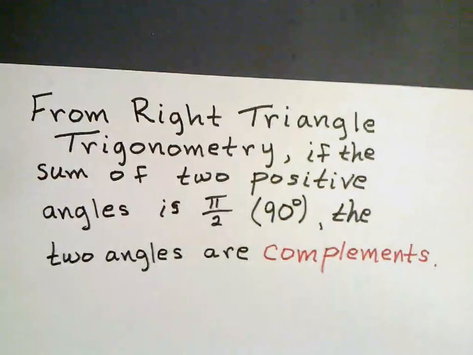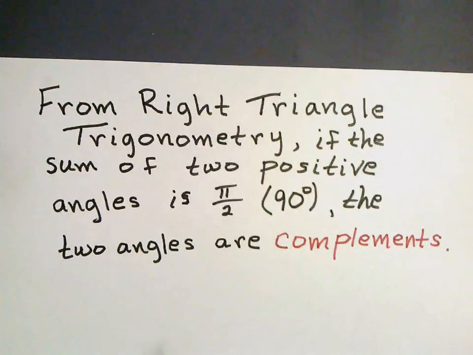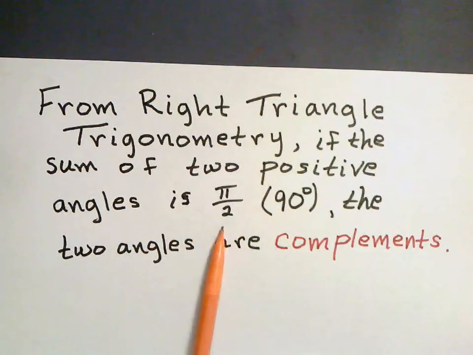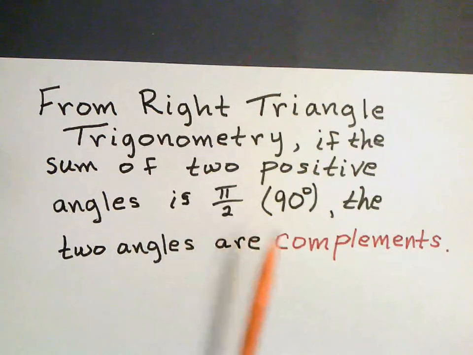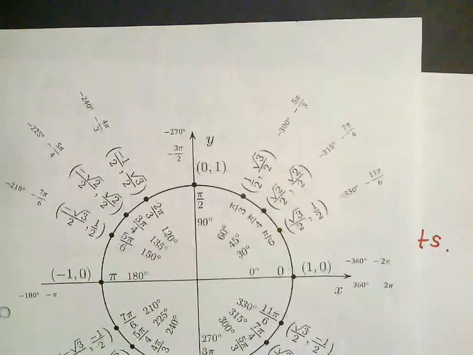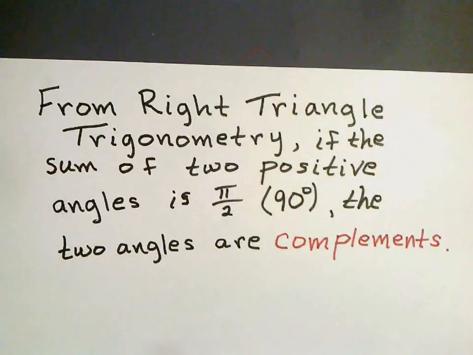Okay, let's review just a little bit. From right triangle trigonometry, if the sum of two positive angles is pi over 2 radians, and remember pi over 2 radians is the same thing as 90 degrees, and you see that on our unit circle, the two angles are complements. You know, the sum of two angles is 90 degrees. If the sum of two angles adds up to pi over 2, they are complements of each other.